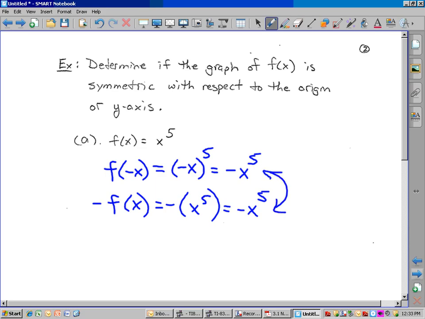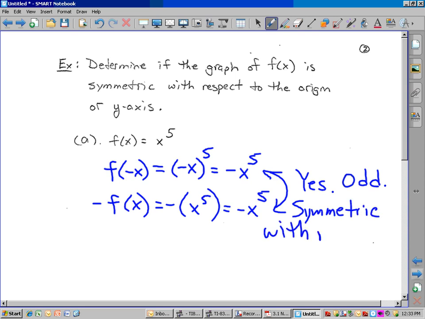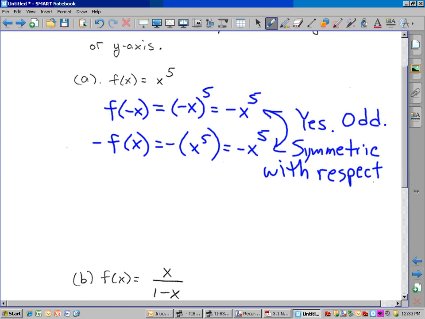Are these two equal? I can see people nodding. Yes, they are. Our test said that if f of negative x and negative f of x are equal, then we can say it is an odd function and it is symmetric with respect to the origin.